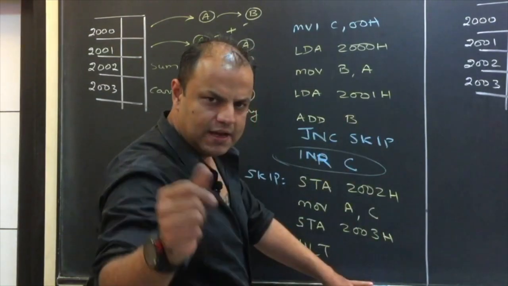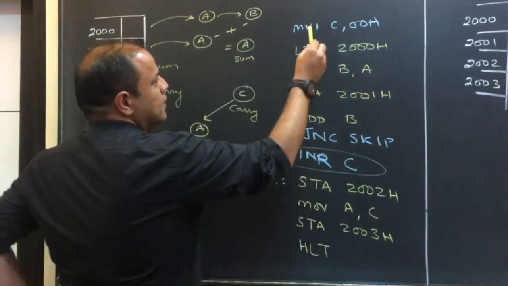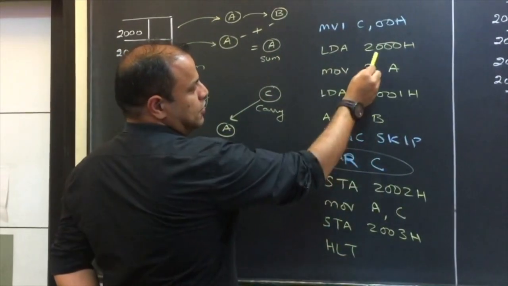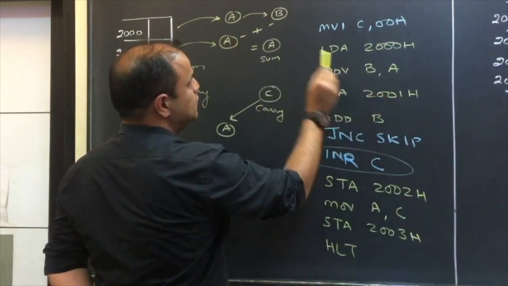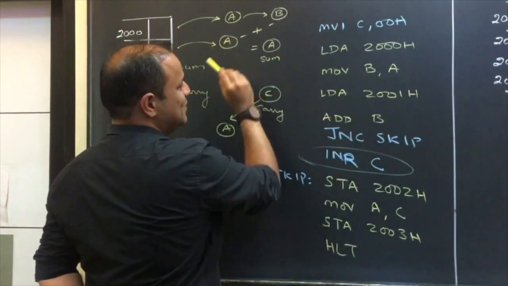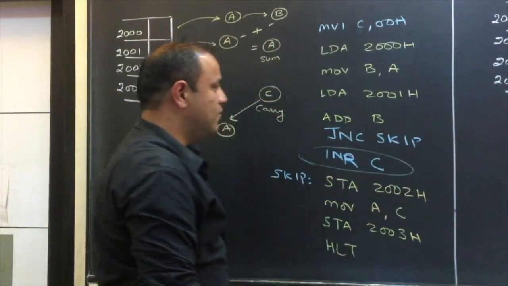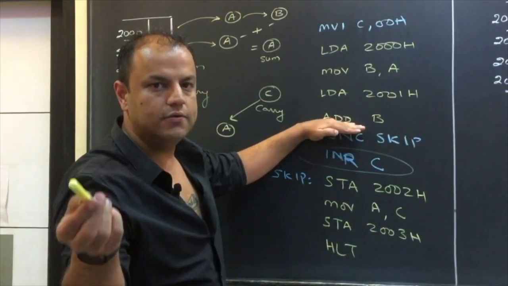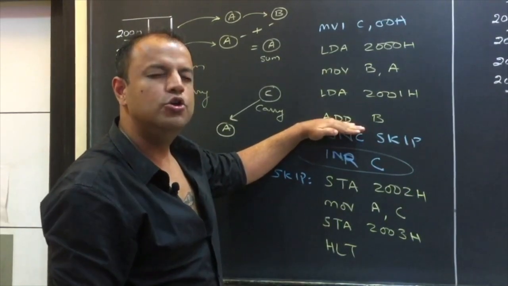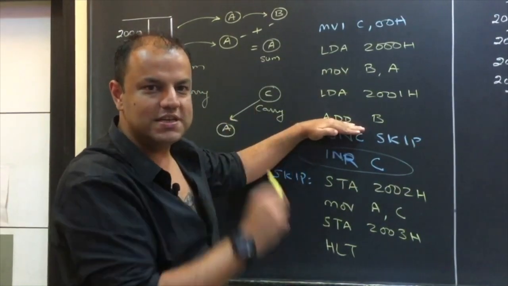So for the last time, let's just repeat the program, then we go ahead. You've initialized carry as 0. You've taken the first number in A, transferred the number into B. You've taken the second number in A. You have added the two numbers. I think up to here everybody is okay. Now at this point there could be two things, either there could be a carry or there could be no carry. You assume that there is no carry because you initialize C as 0.